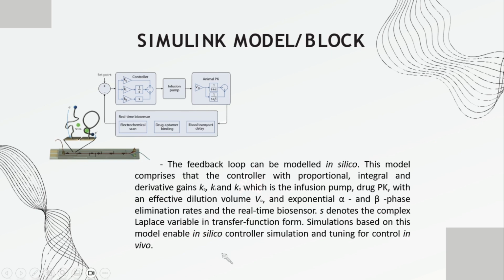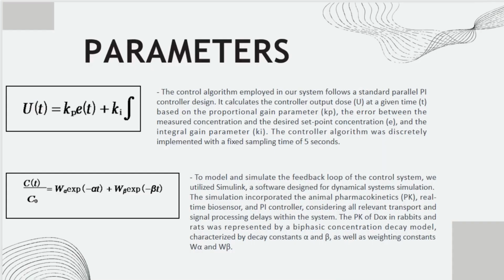The feedback loop can be modeled in silico. This model comprises the controller with proportional, integral, and derivative gains Kp, Ki, and Kd, the infusion pump, drug PK with an effective dilution volume Vd and exponential alpha and beta phase elimination rates, and the real-time biosensor. S denotes the complex Laplace variable in transfer function form. Simulations based on this model enable in silico controller simulation and tuning for control in vivo.